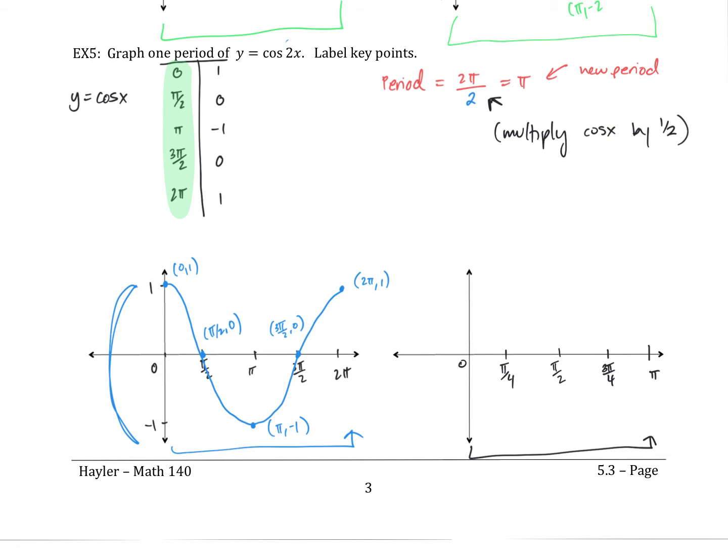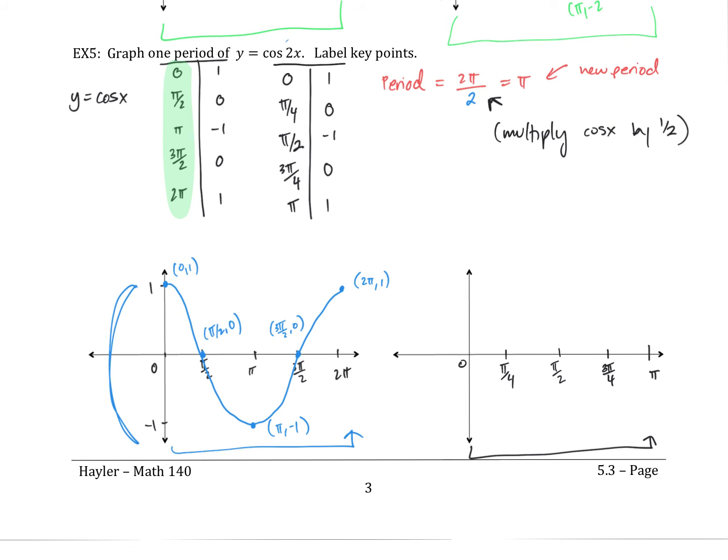So let's go ahead and write this down. In this case, our y values don't change, so 1, 0, negative 1, 0, 1. But our cosine values change. So 0 times a half, that's still 0. Pi over 2 times a half is going to be pi over 4. Pi times a half is going to be pi over 2. 3 pi over 2 times a half is 3 pi over 4. 2 pi times a half is just going to be pi. And there we go. We have the period I just drew down.